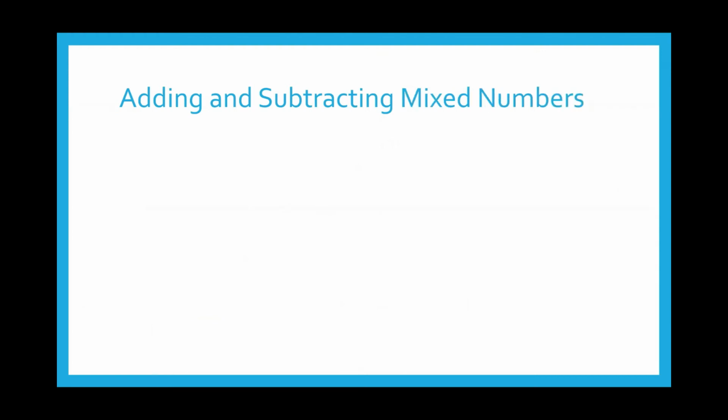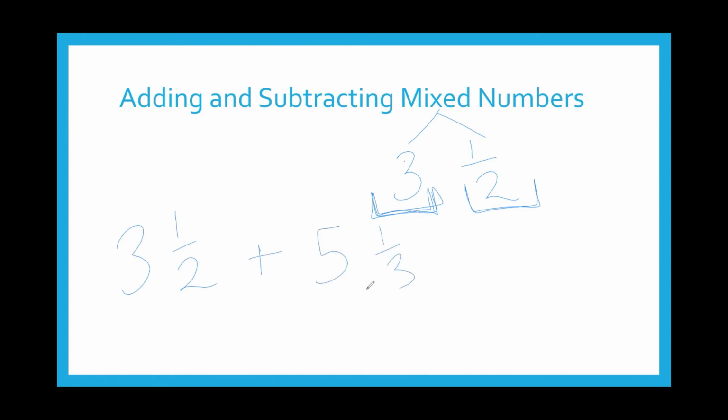So what if we have a mixed number? If you remember, mixed numbers means we have a whole number and a fraction. So 3 and 1/2 is a mixed number. If we have mixed numbers, we take the whole numbers and we deal with them, and then we deal with the fractions. So if we had 3 and 1/2 and we added 5 and 1/3, again, we take the whole numbers and we deal with them first.